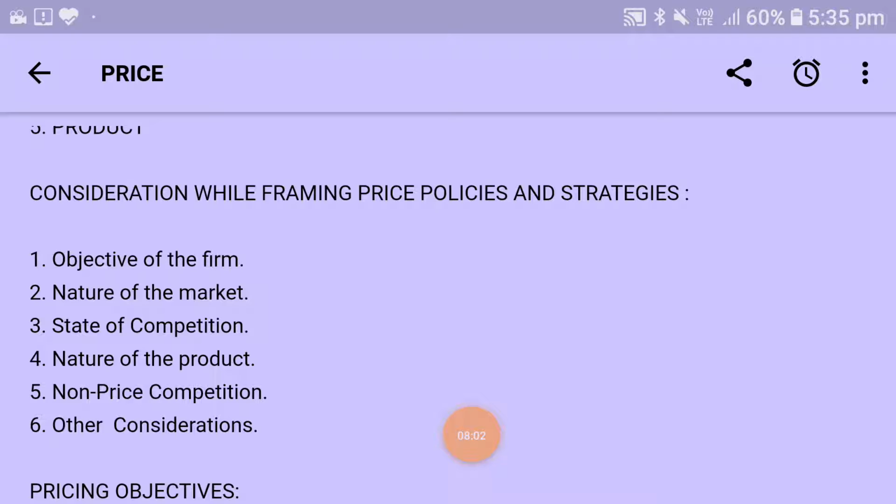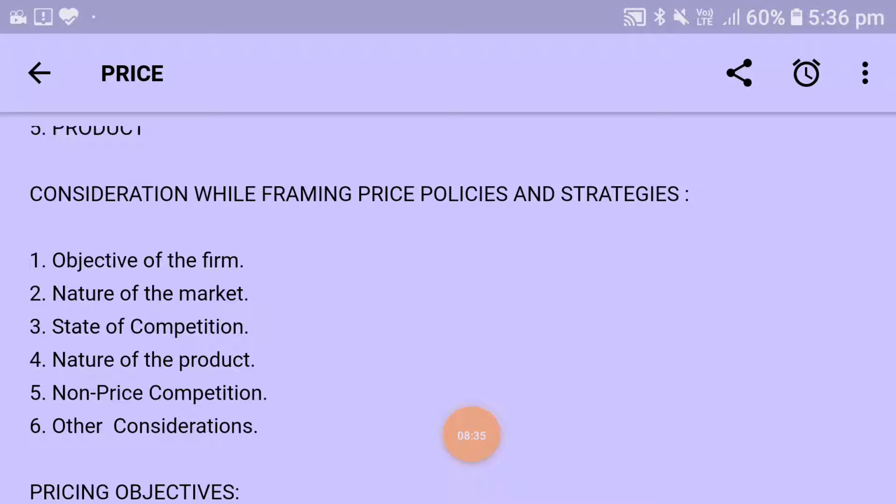Second is the nature of the market, meaning the physical and economic nature of consumers of the product will also be a prime consideration. In particular, the consumer's income level, buying motives and demand elasticity are important. Consumers from high income groups react less unfavorably to a price increase than those of the middle and lower income groups. Next is state of competition, meaning ordinarily every firm sets competitive prices for its product, that is, almost the same price as that of competitors.